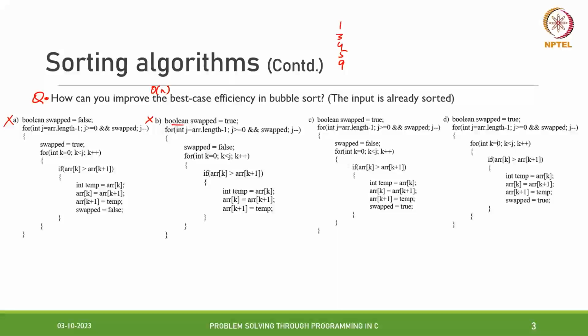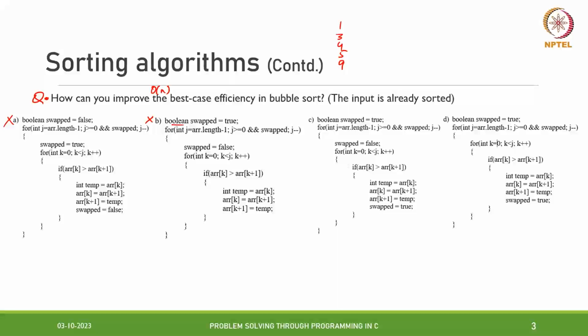Now A and B, both options we have crossed out. Now what about C and D? There we now know that swap has to be set to true if there is a swap taking place, so this is there. The only difference between option C and option D is that swapped is set to false here, and here nothing is done with swapped.